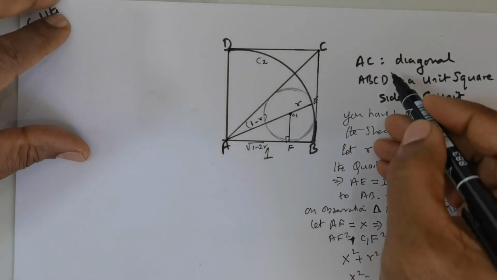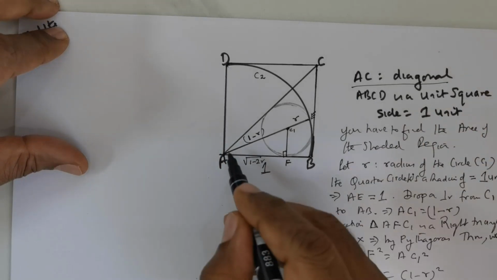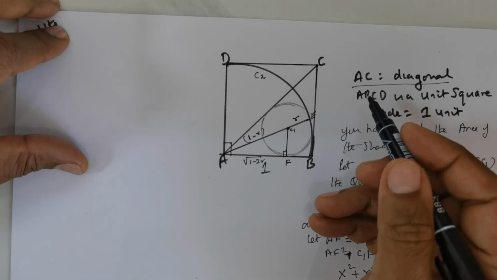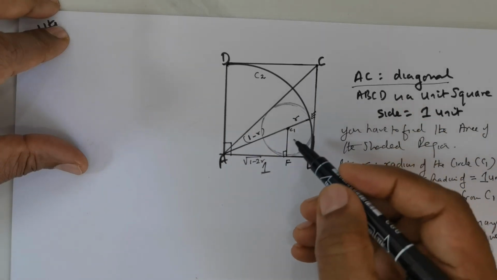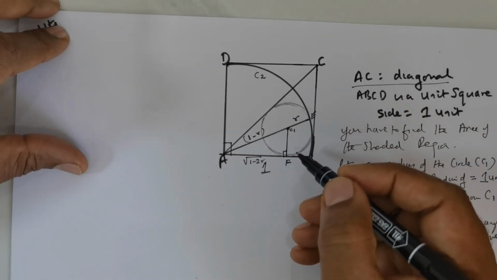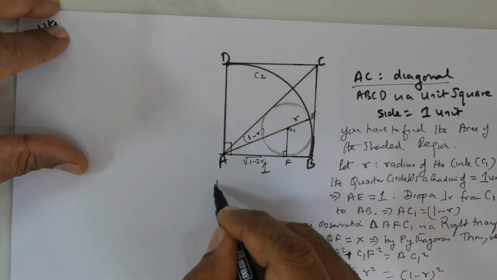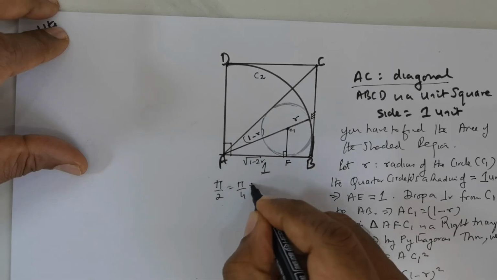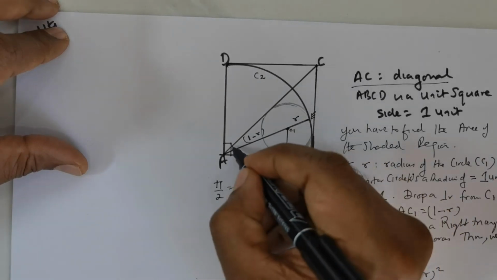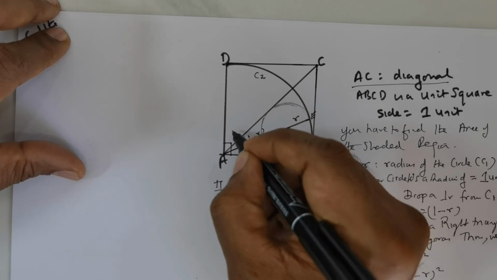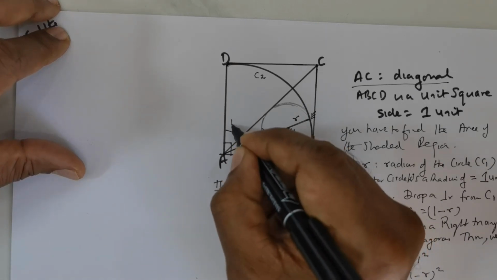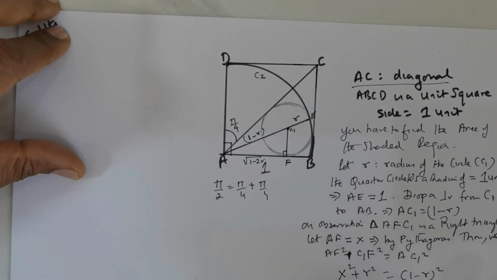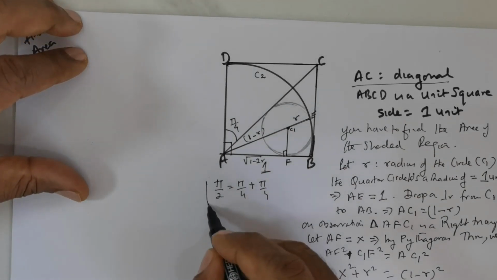Now AC is the diagonal. You see that AC is the diagonal. Now this entire angle is 90 degrees. So if AC is a diagonal, it would mean 90 degrees would be split into 2 parts. So 90 degrees is pi over 2. That is going to be split into pi over 4 and pi over 4. So this entire angle is going to be pi over 4. Let me write this. This is pi over 4. Okay, fair enough. Let's just have that in mind.